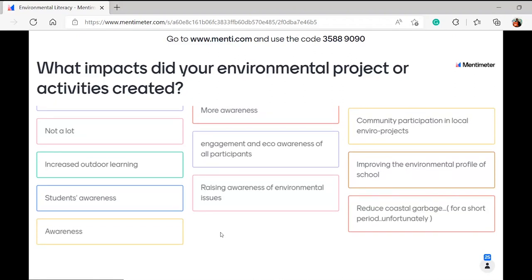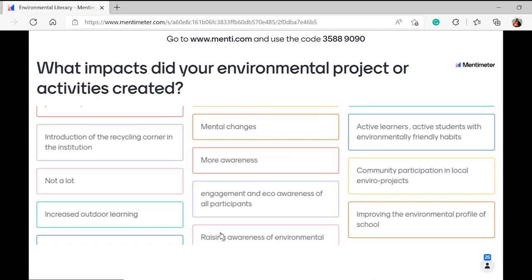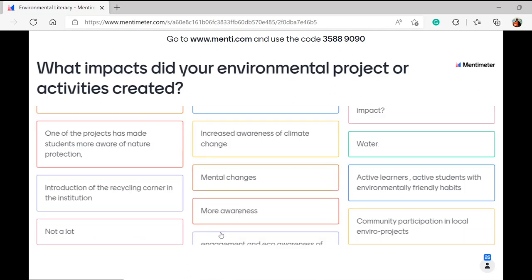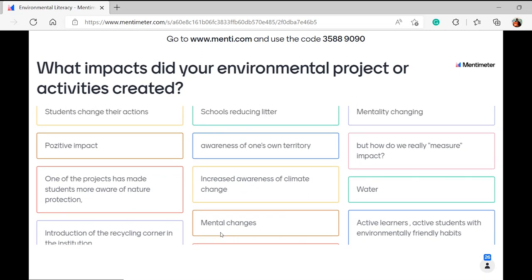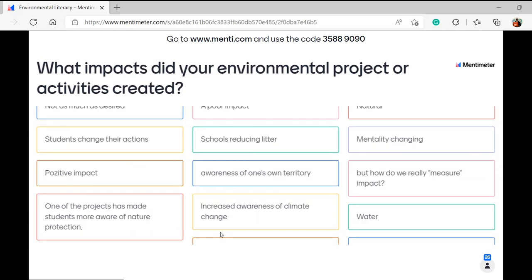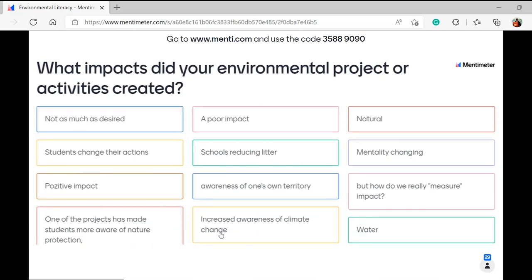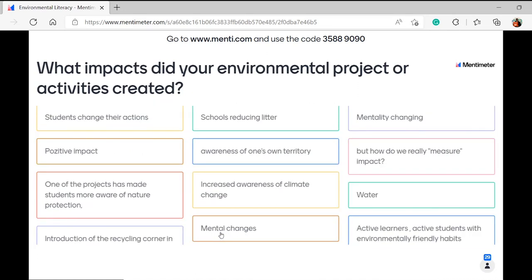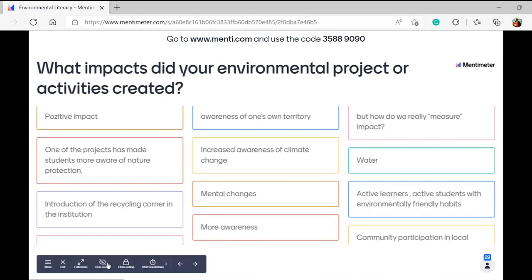Awareness. Lot of awareness and increased outdoor learning. Talking about mental changes, awareness of climate change, awareness on own territory, mentality changing. Different aspects that we associate with environmental education, as we can see.